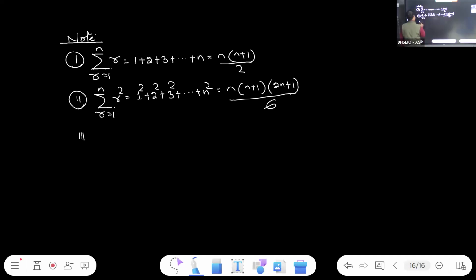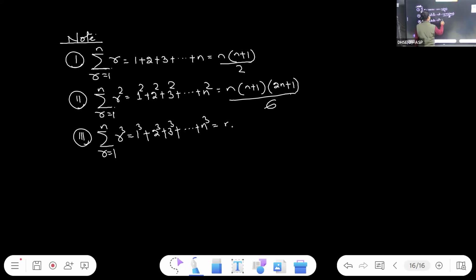Sigma r equals 1 to n of r cube is equal to 1 cube plus 2 cube plus 3 cube plus up to n cube, which is equal to n into n plus 1 by 2, whole square. Okay, after calculation, you have to remember all these formulas. Okay.